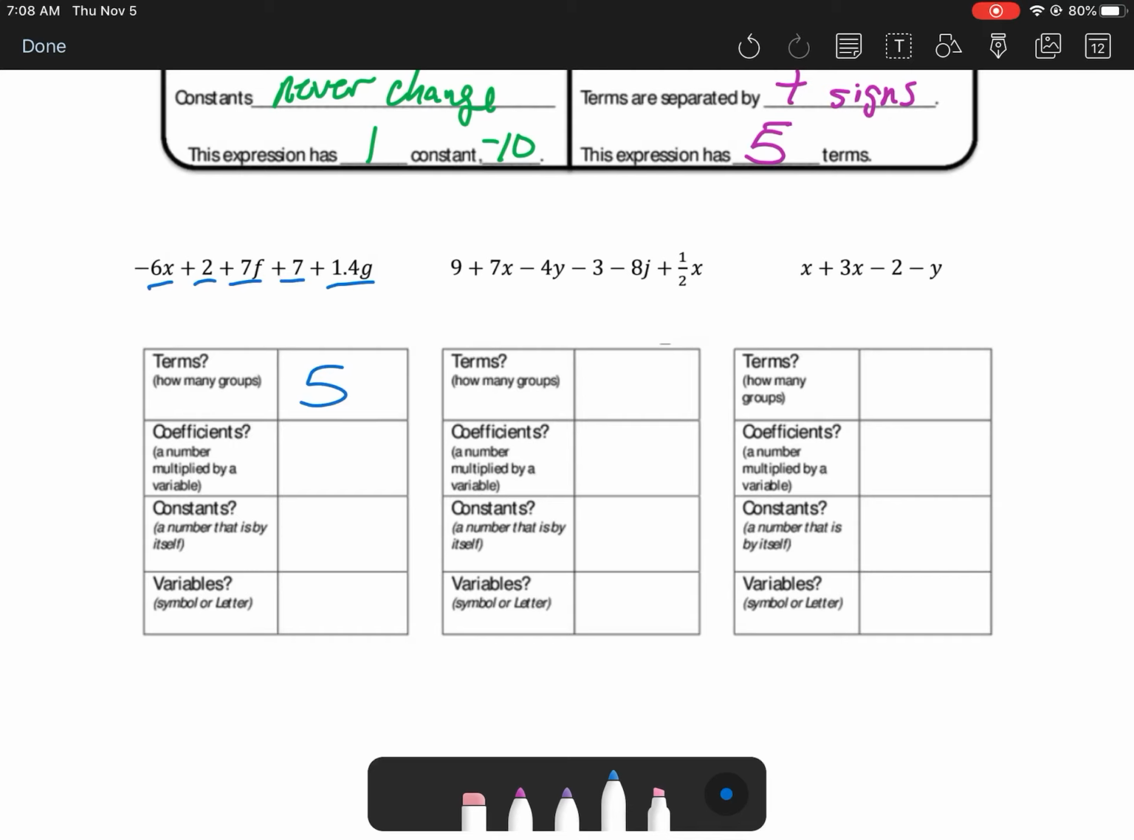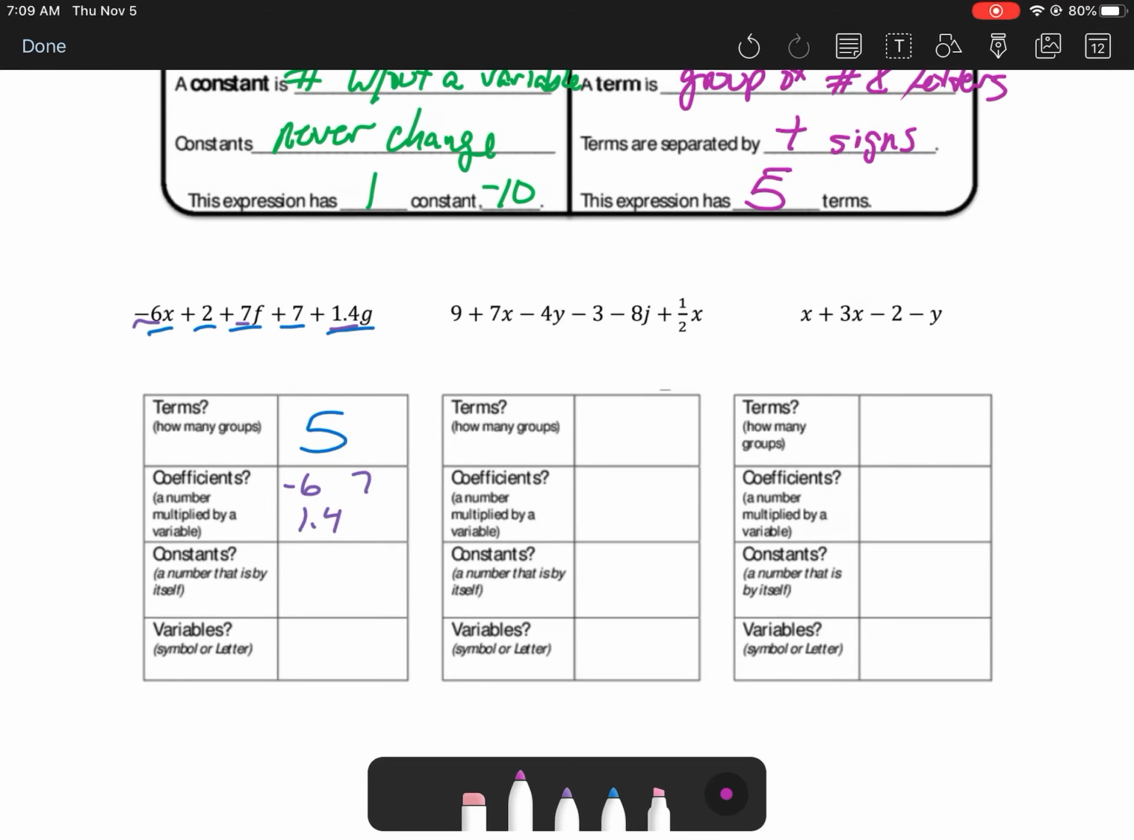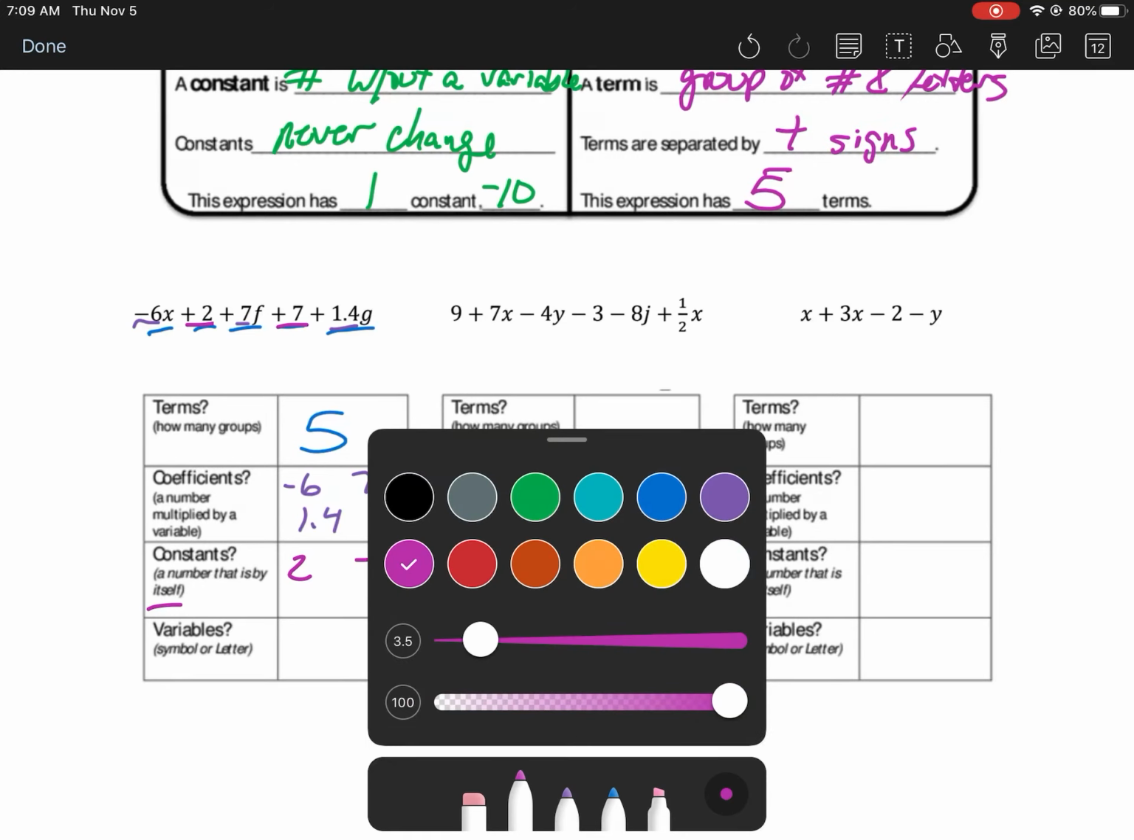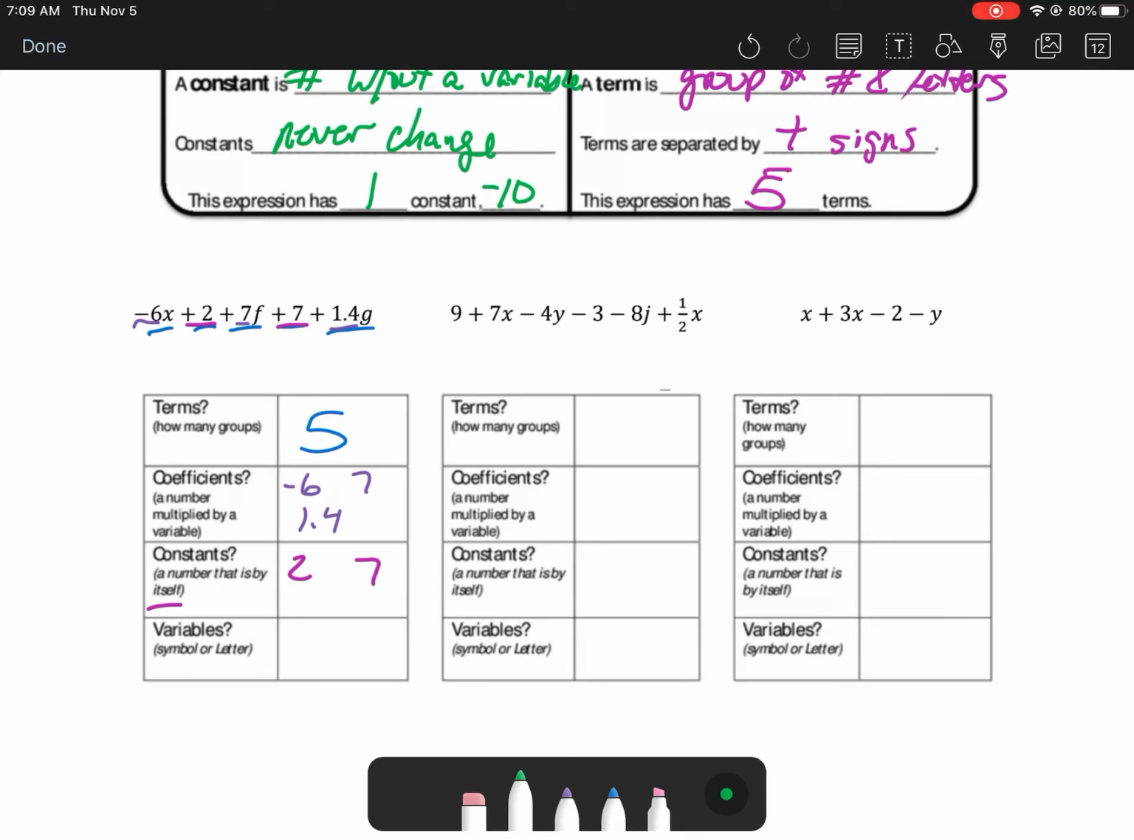What are the coefficients? So that's the number in front of our variable. We have -6 here. We have 7. And we have 1.4. What are the constants? So the constants, again, are the numbers without a variable. It's a number that's by itself. I have 1, 2. So there's 2 and 7. And then finally, what are my variables? Changing out my color again. Green. I have X here, F, and G.